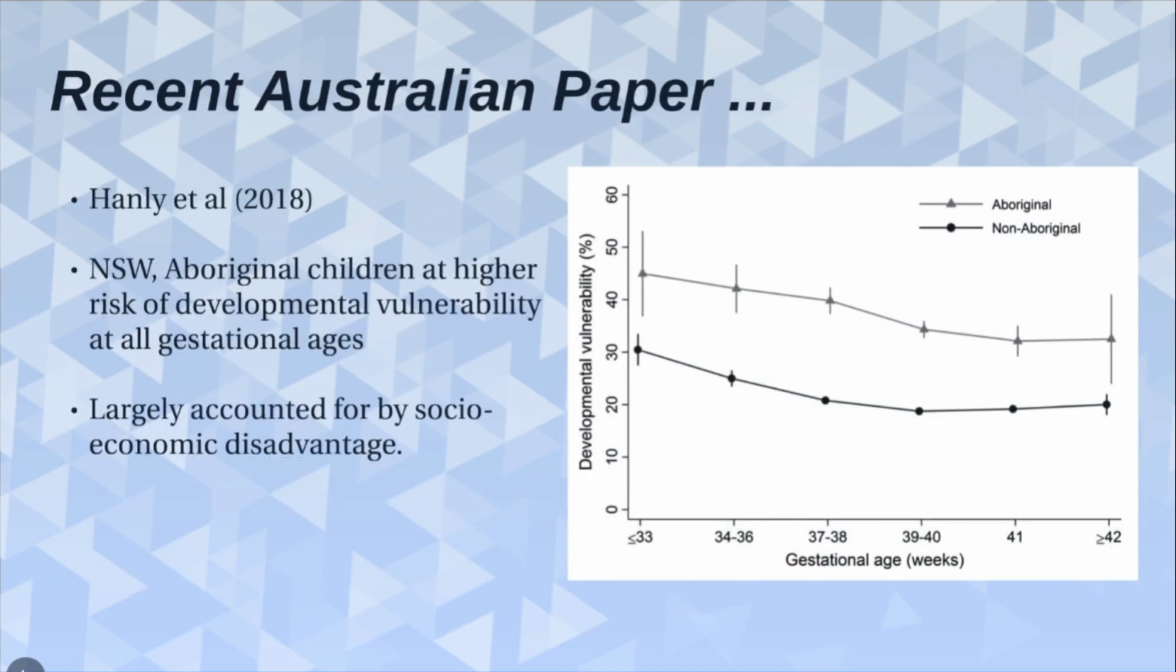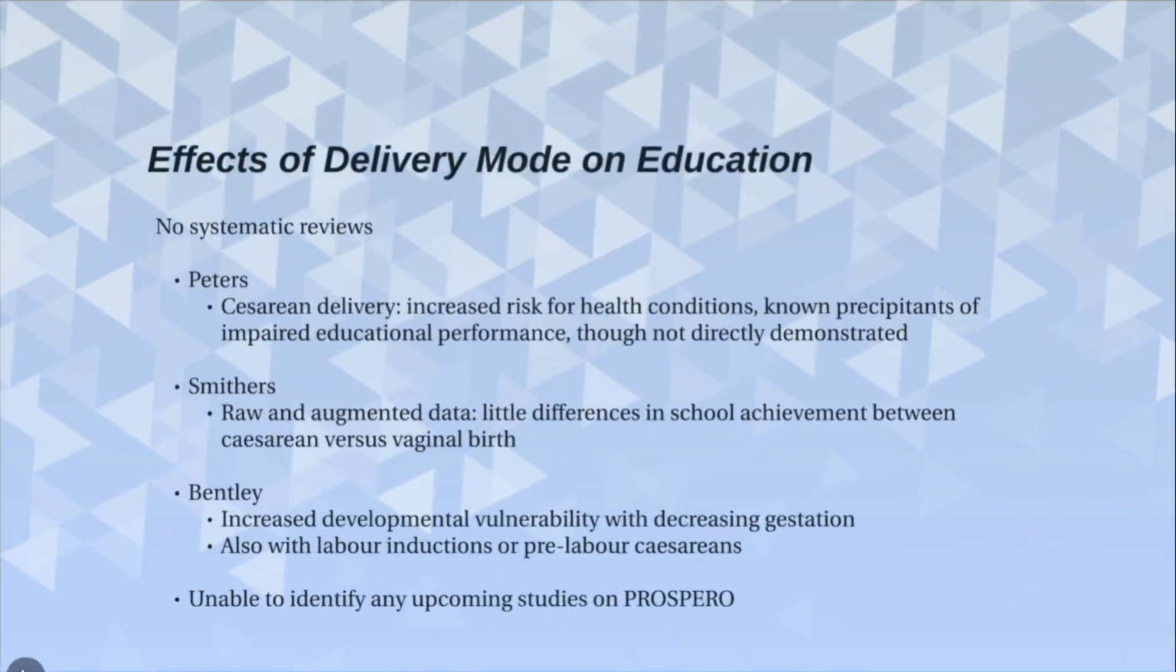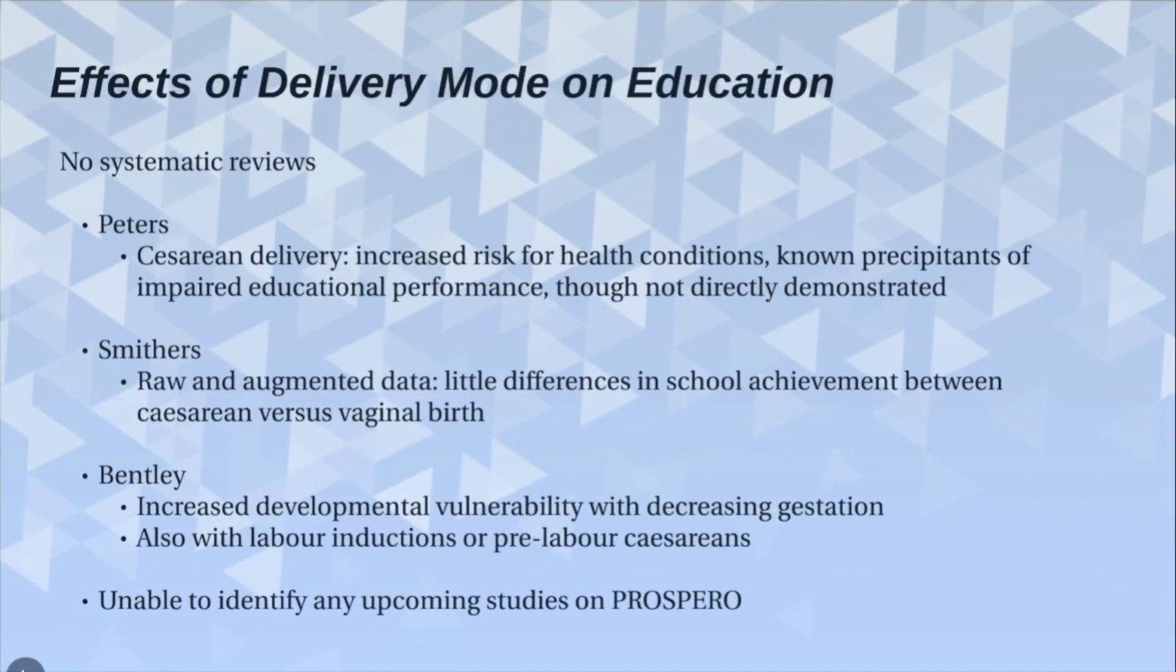A final important study to discuss here was a recent paper by Hanley et al., who found that in New South Wales, Aboriginal children had a higher risk of developmental vulnerability across all gestational ages. However, this was largely accounted for by socioeconomic disadvantage. So overall, it appears there's a dose-dependent U-shaped relationship between gestational age and educational vulnerability, though this is not congruent across all studies. Moving to the effects of delivery mode on education, a similar heterogeneity exists.